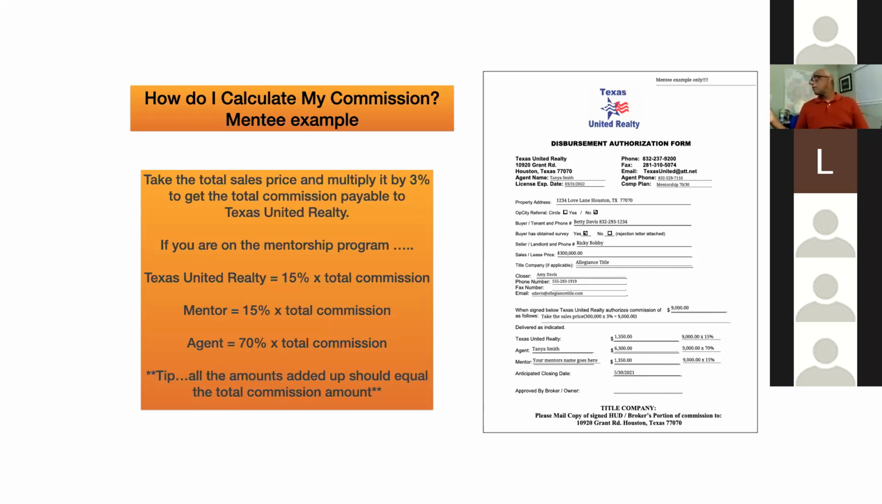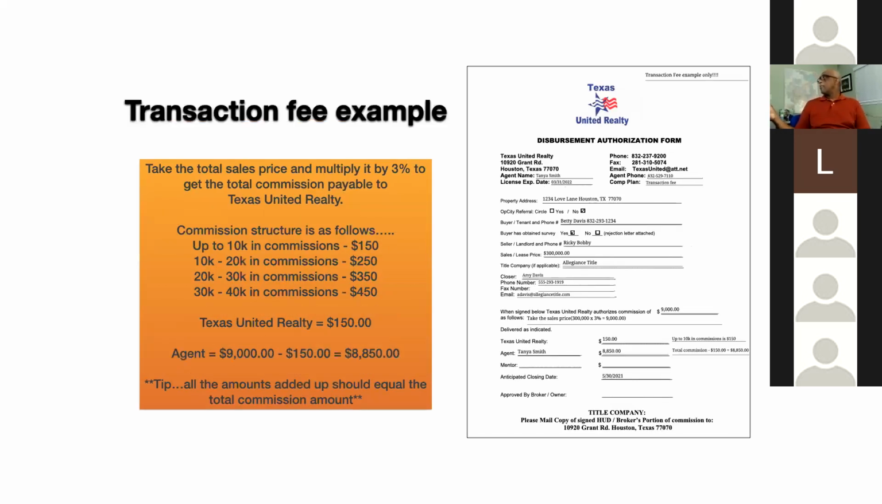And then to get your mentor's amount, it should be 9,000 times 15%. And like I said, again, the Texas United Realty amount as well as the mentor amount should equal because they're both getting 15%. So here's another example.